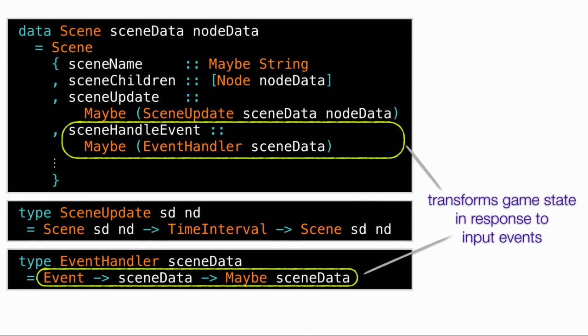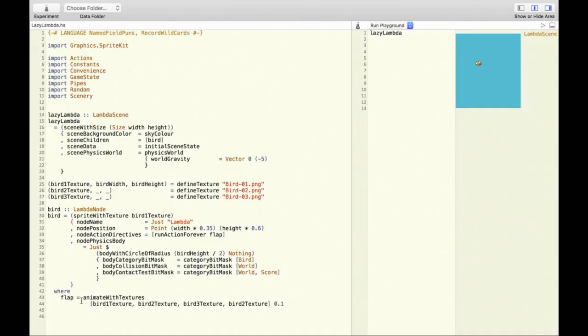In the same way as we have an update callback, we have an event callback, and the event type takes an event, which can be a key press, mouse event, whatever, and the scene data, and maybe returns a new value for the scene data. Again, a pure transformation function. No side effects. All right, so how can we use that in our little application?